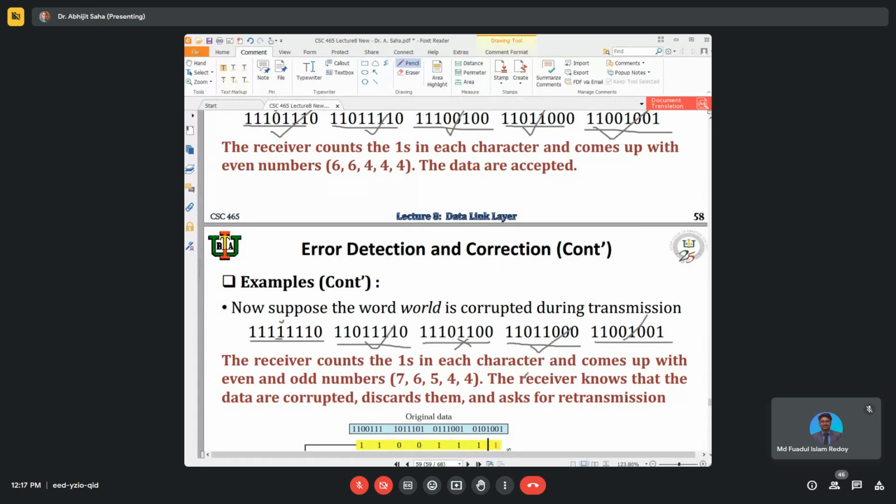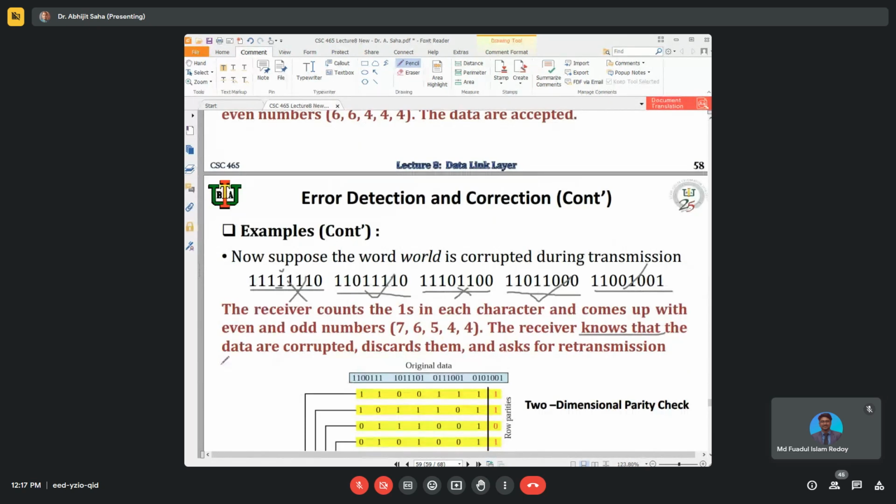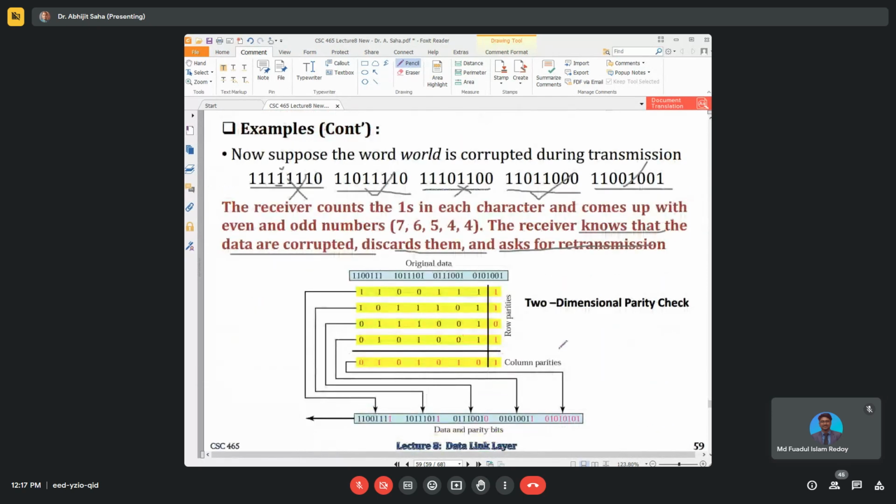So now the receiver knows that there is some error in the data, so it is going to reject the data. The receiver knows that the data is corrupted, discards it, and asks for retransmission. So this is the parity check, right? There is another method, the two-dimensional parity check.